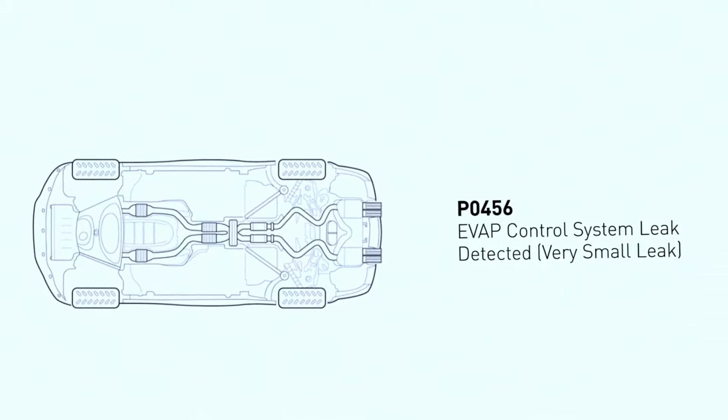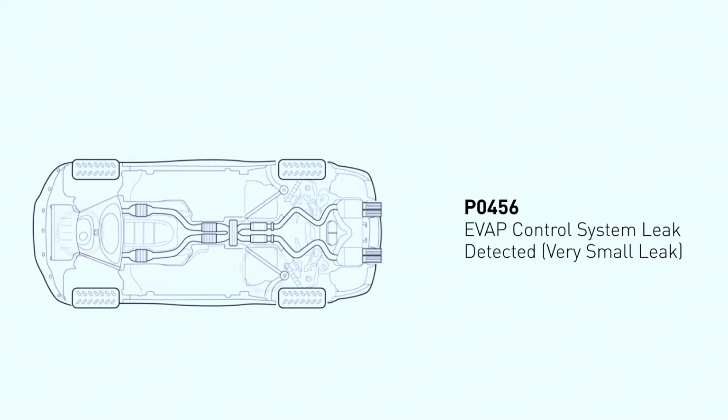What is the EVAP system? Think of your EVAP system as a gas tank venting system with a conscience. It captures fuel vapors that escape the tank and feeds them back into the engine to be burned, reducing emissions. A leak in this system disrupts that process, causing the P0456 code.